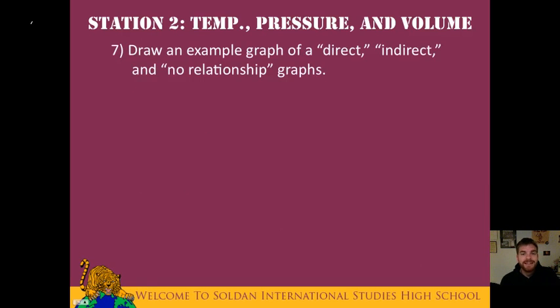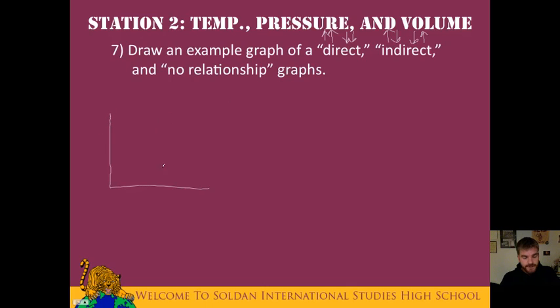Number 6, draw an example graph of a direct, indirect, and no relationship graphs. Okay, remember for direct, that as one variable goes up, the other goes up. Or as one variable goes down, the other goes down. Indirect is the opposite. As one variable goes up, the other goes down, or as one variable goes down, the other goes up. And a no relationship graph means that there's no relationship between the variables, so the graph will look not like a direct or indirect.